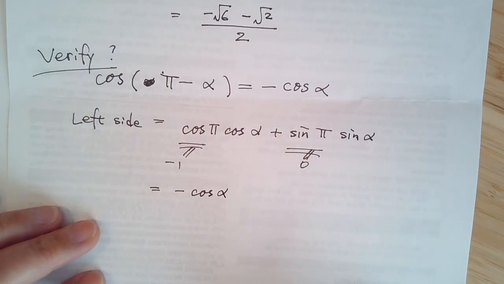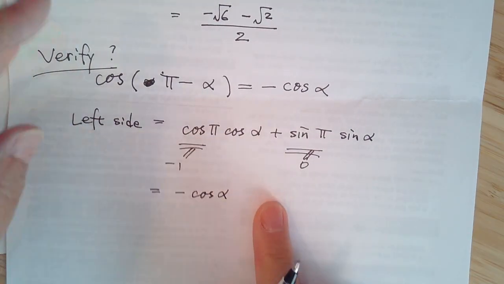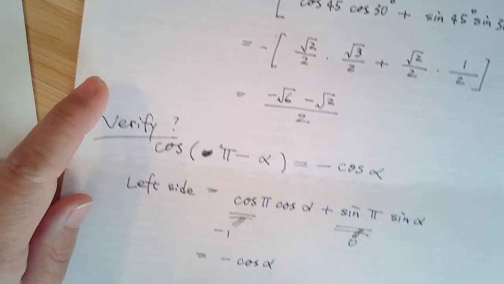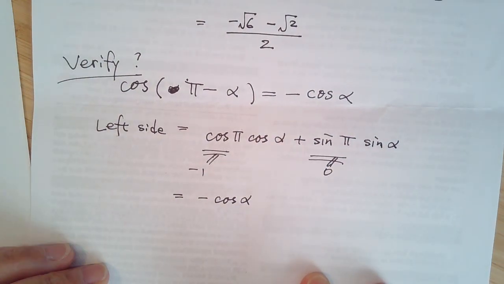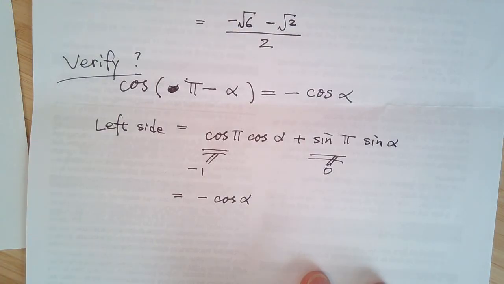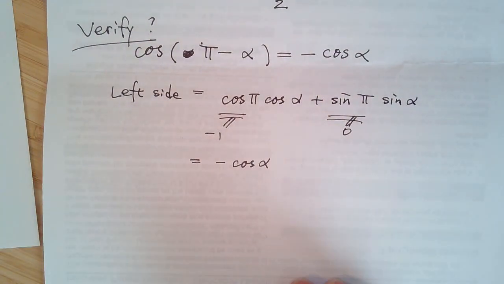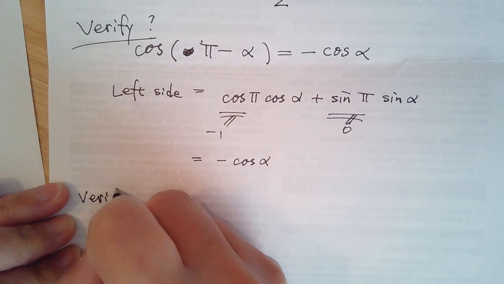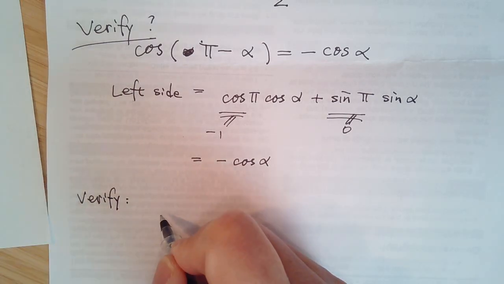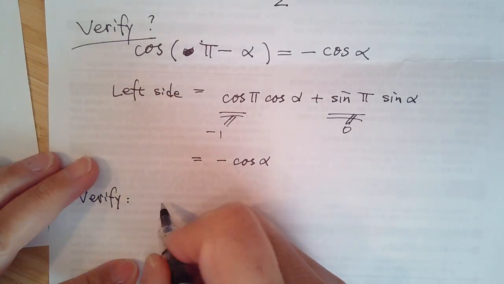So we not only can simplify and use a graph to show the relationship, but we also proved it using the sum and difference formulas. It sounds really cool, isn't it? Okay, so since we're here, let me ask you to verify the next one.